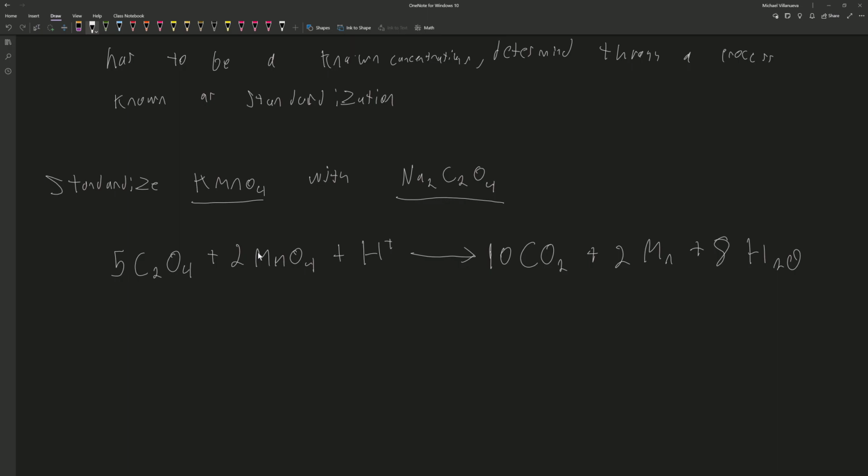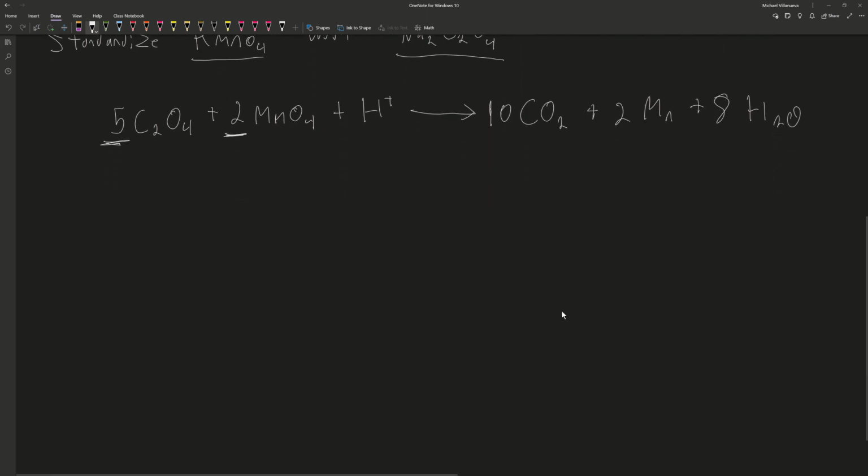So this is the reaction that's going on between the KMnO4 and Na2C2O4. We need to know the reaction in order to determine the ratio of the two compounds. So we see C2O4 and we have MnO4 here. For every 5 Na2C2O4, we will have 2 KMnO4 reacting. That's essentially the ratio that we need here from this reaction. So let's set this up.